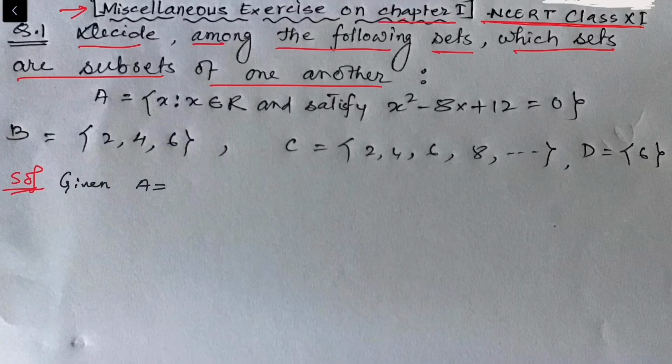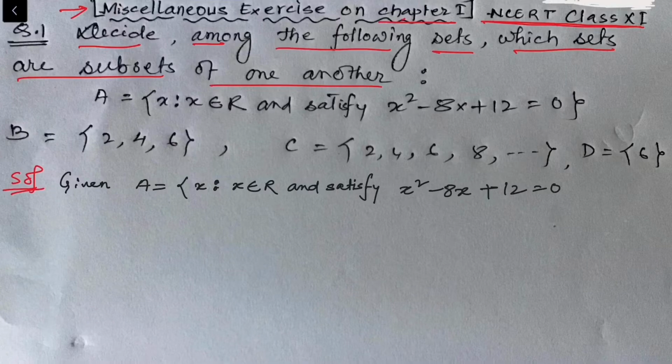set A is a set of X such that X belongs to R and satisfy X square minus 8X plus 12 is equal to 0. Okay, so in order to find the elements of this set, we need to solve this equation. Okay, let me show you how to solve this equation. So here you see X square minus 8X plus 12.